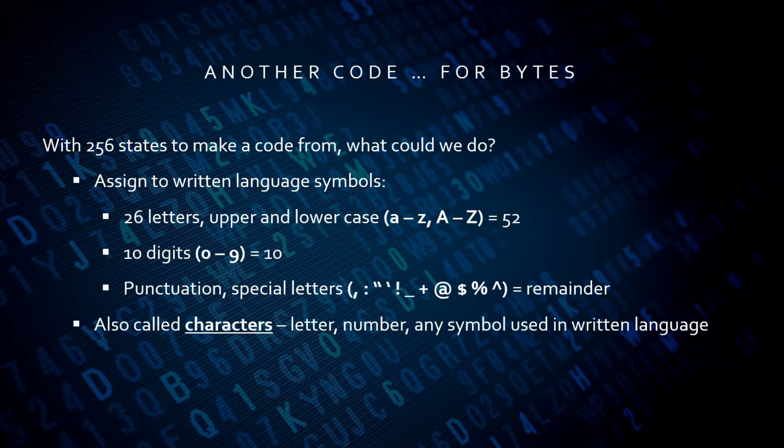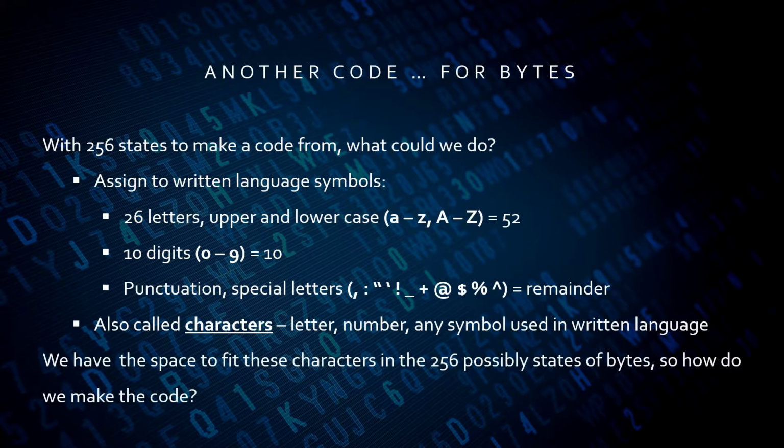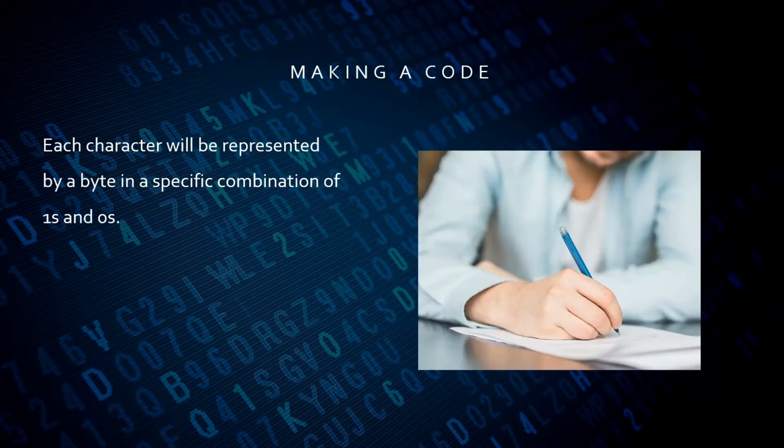So when it comes to building this particular code for our bytes, we say that a particular state of the byte represents a particular character used in written language. So we have the space to fit all our characters in the 256 possible states of bytes. So how do we actually make the code? Like I said before, each character will be represented by a byte that's in a specific combination of ones and zeros, or in a specific state.